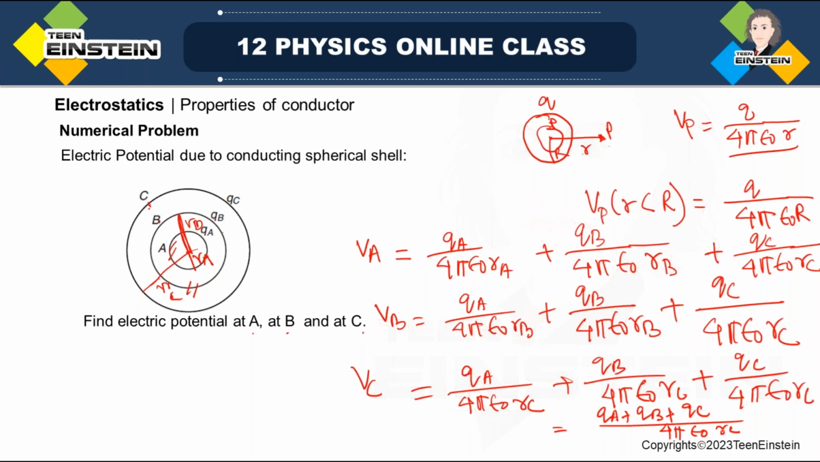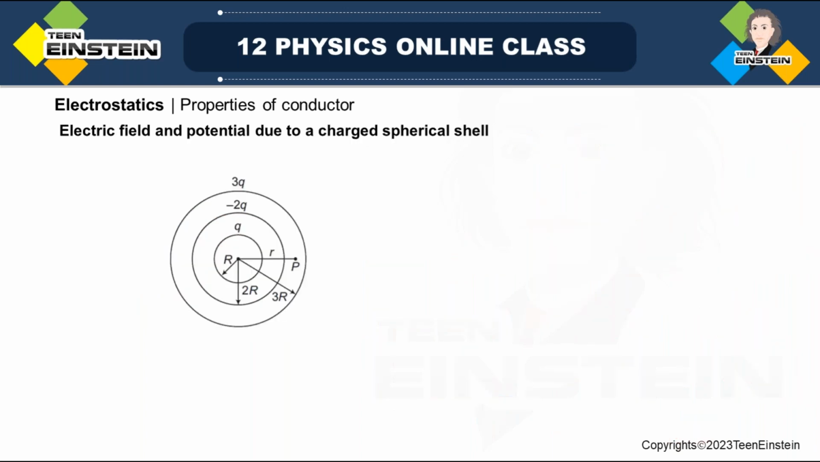Okay, so this is one important concept. Now we'll solve a numerical problem based on this concept. See, I have to calculate the electric potential at P.